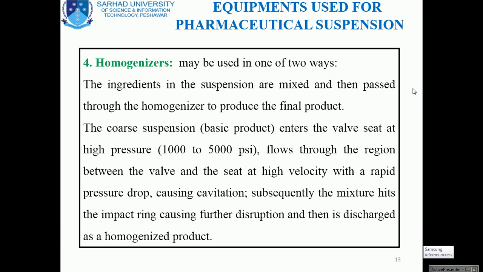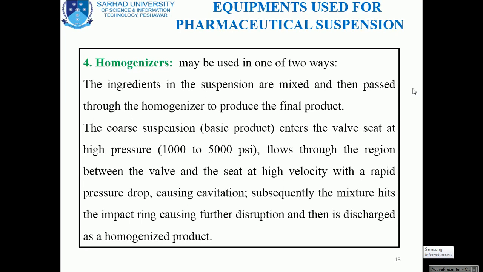Homogenizer may be used in one of two ways. Either the ingredients in the pharmaceutical suspension are mixed, that is the first case, and then passed through the homogenizer to produce the final product. That is the first way: the ingredients of the formulation are mixed with one another and then processed through the homogenizer to produce the final pharmaceutical suspension.